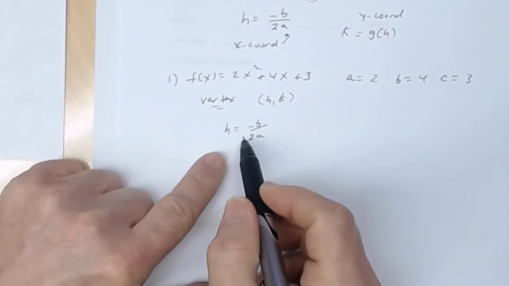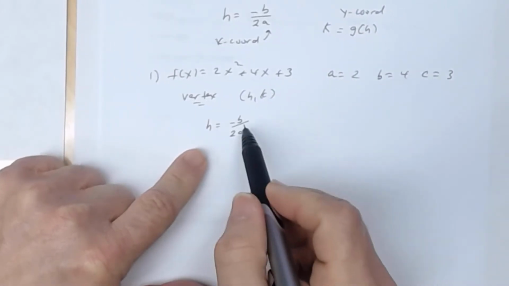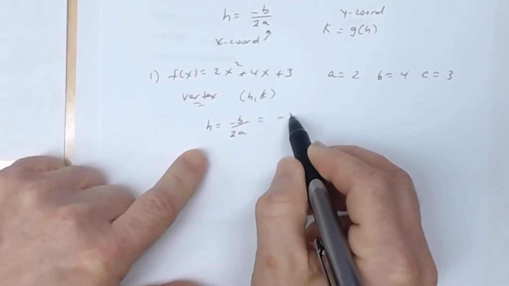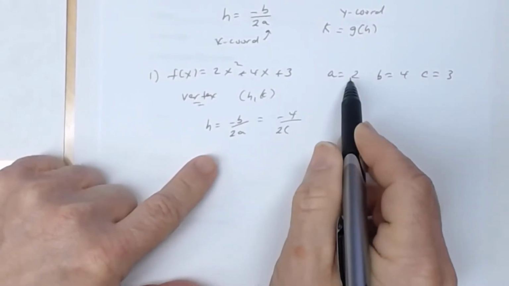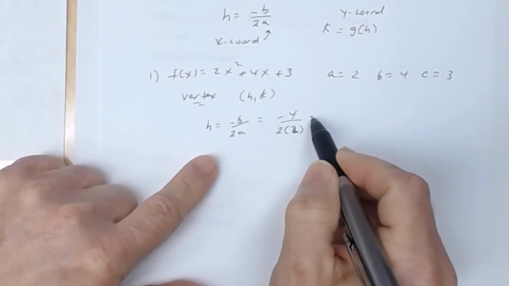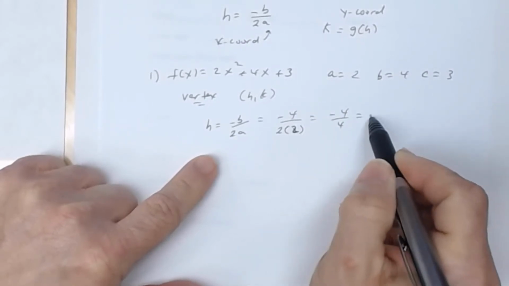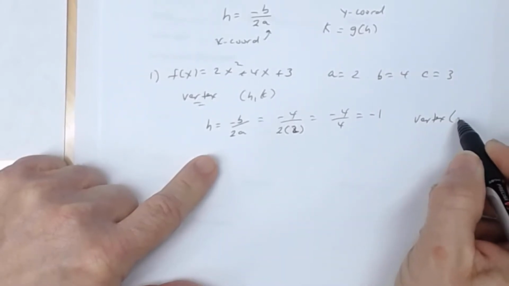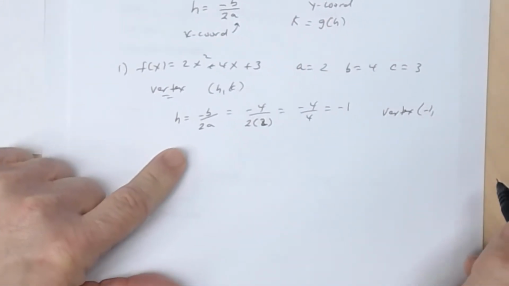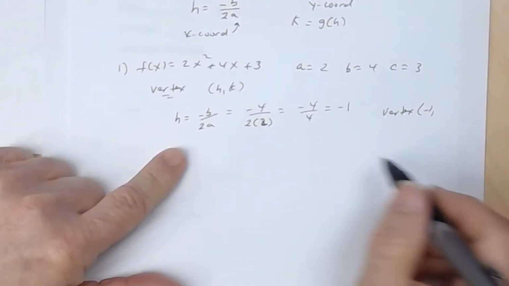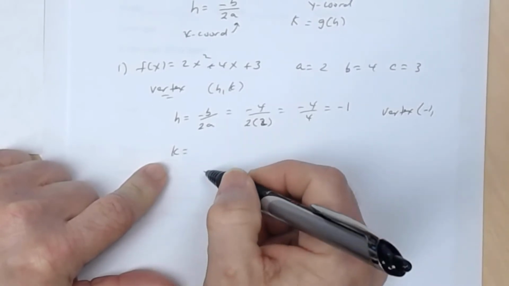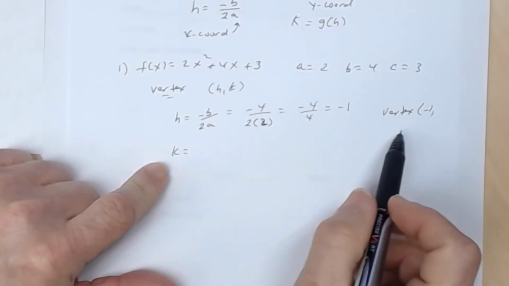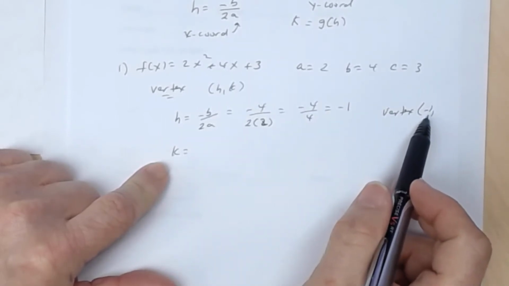So I substitute. If b is 4, then the opposite of 4 is negative 4, divided by 2 times a, which is 2. So I get negative 4 divided by 4, which is negative 1. So I found the x-coordinate of the vertex, which is negative 1. Now to find k, which is the y-coordinate, wherever I see the variable x, I substitute negative 1, because that's what my x-coordinate is.